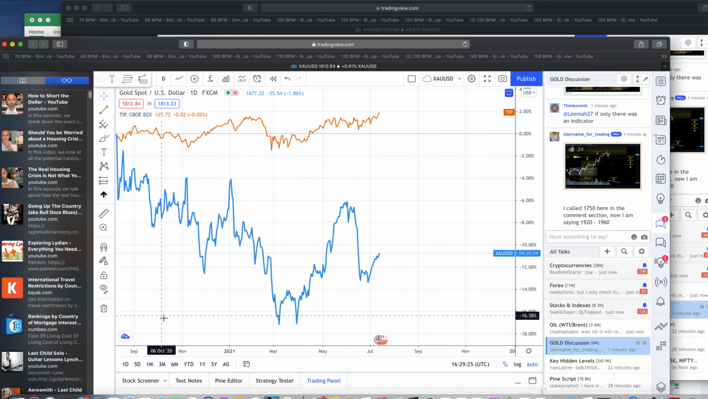I've done this myself, and this is where I discovered it. I was wanting to see which one performed better. Well, it changes with your starting point selection. So if I pick the top there, now it looks like TIP is a better performer than gold over time. So anyway, that was something that I saw.